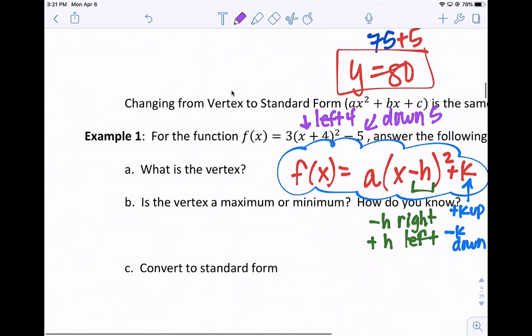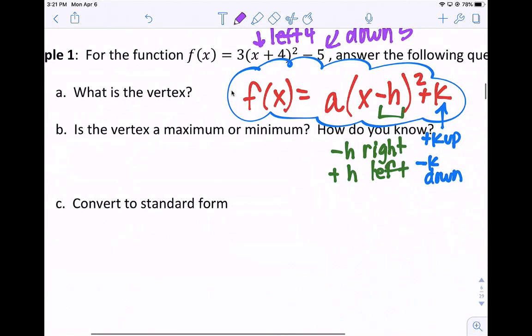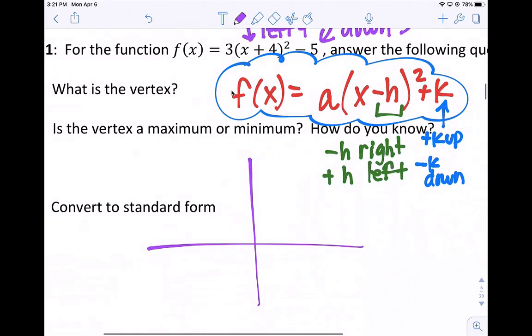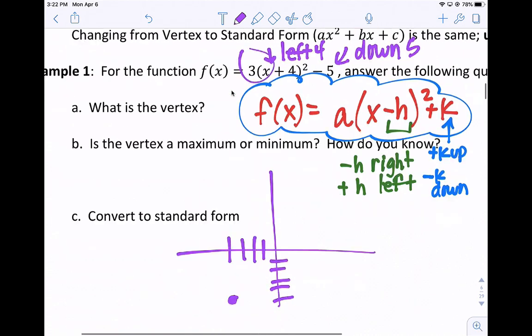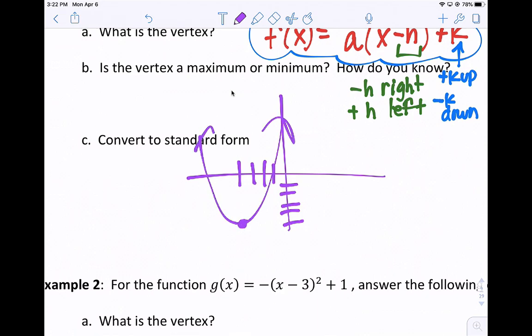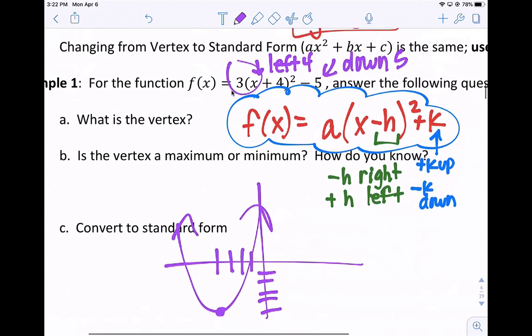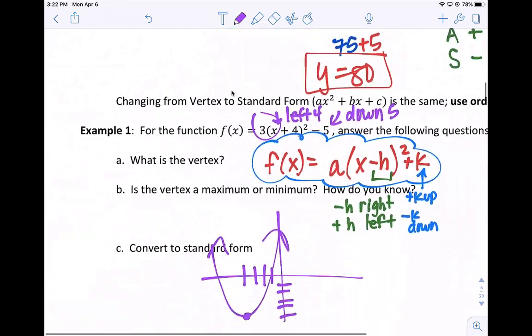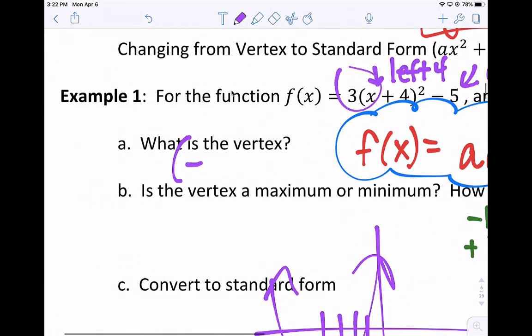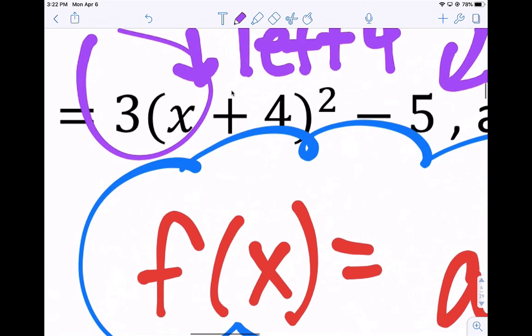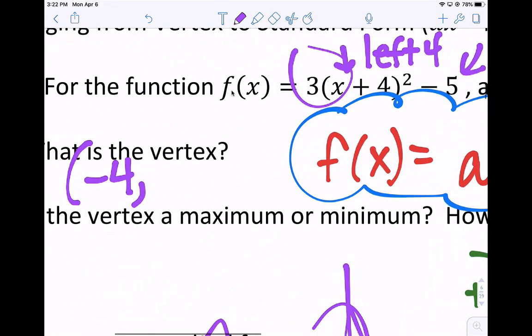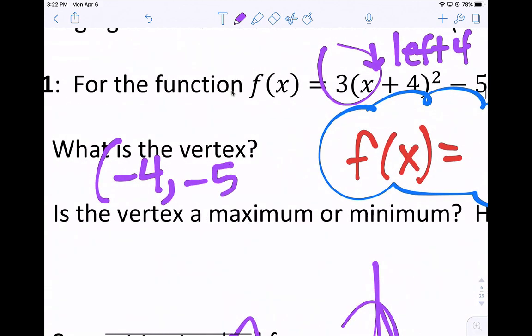So that whole quadratic, if we were to graph this, well, first of all, left 4, and then down 5. All right, so there's the graph. We know it's U-shaped up because of the A value, so if we graphed it, it would look something like this. So again, if we know the graph shifts left 4, down 5, the vertex will be the opposite of what we see inside the parentheses. So the opposite of plus 4 is minus 4, and then down 5, minus 5.